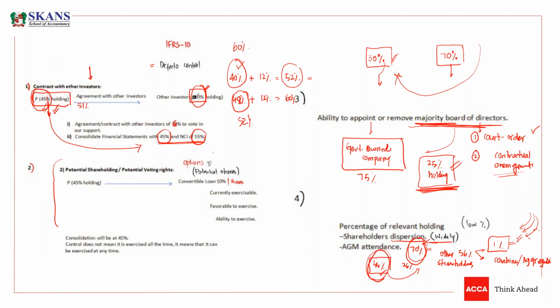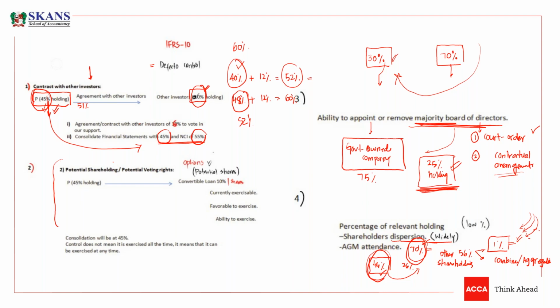Okay. Now, guys, let's talk about step 4. What is step 4? Step 2.2. Point 2 is really important, and he has asked this point 2 in the next situation, next area. So listen carefully now. Sometimes you have less than 50%, but you have potential shareholding or potential voting rights.